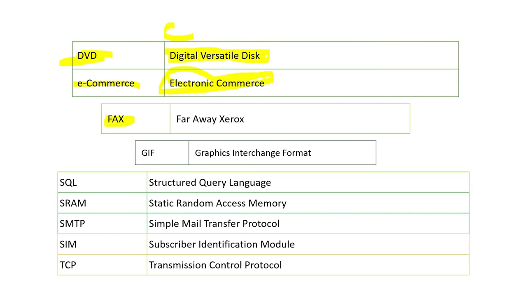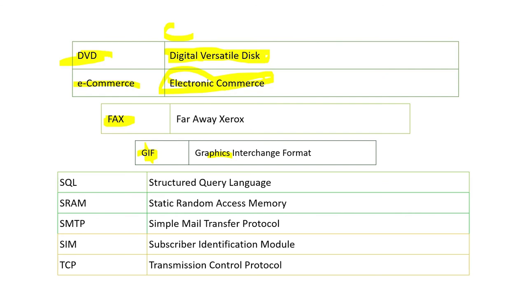Then we have fax. Fax is far away Xerox, means you get the copy even if you are at a remote location, a different location. ठीक है, so fax means far away Xerox. Then we have GIF. GIF means graphics interchange format, generally used in WhatsApp. It is like an image only, but it's a moving image. It moves for 1 to 2 or 3 seconds only. ठीक है, so the full form is graphics interchange format.